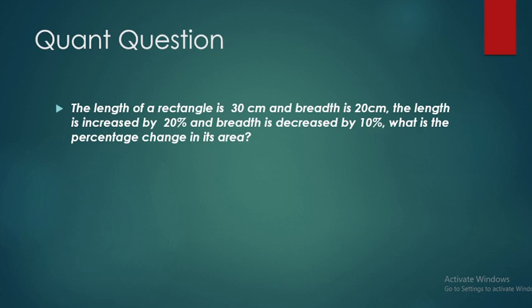Okay, so first we see L, the length of the rectangle, is nothing but 30 cm. Breadth is equal to 20 cm. So the area of the original rectangle is 30 into 20 cm square, that is the unit. So you get 600 centimeter square. Now you are increasing length by 20%. So 30 cm into (100 plus 20), that is 120 by 100. So you get 36 cm as the new length when it is increased by 20%.